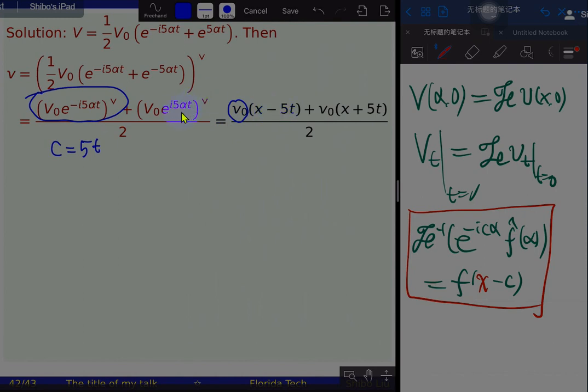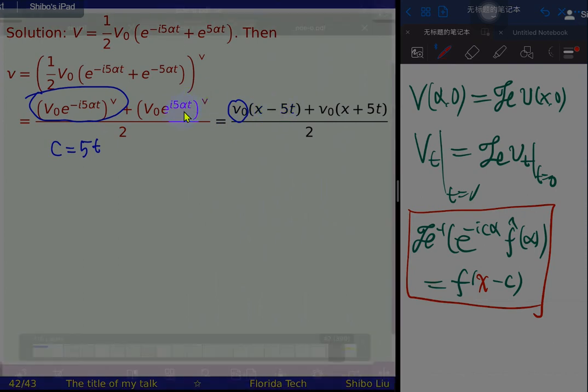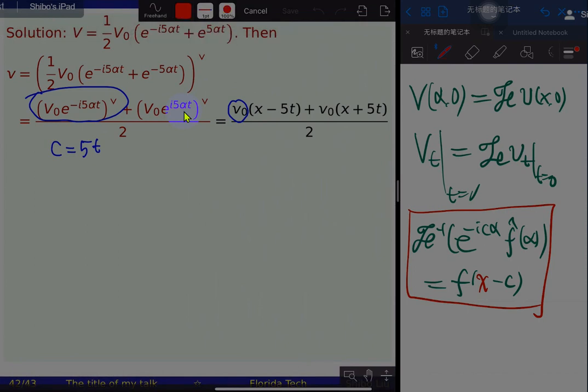Similarly, for the second term, the c is minus 5t. Therefore, the inverse of this multiplication equals the inverse of V0, that is our small v0 again, evaluated at x minus (minus 5t), that is x plus 5t. So this is the solution.